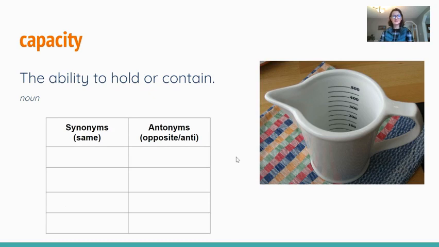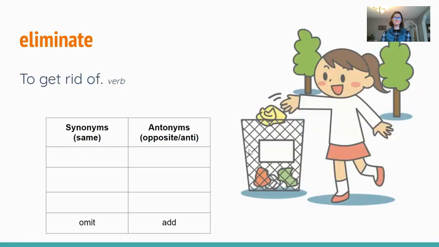Our third word was capacity, the ability to hold or contain something. And so some synonyms for capacity would be limit. So this is the limit that something can hold, or the size, the ability, or the volume of something, how much it can fit inside. Antonyms would be the inability to hold something, or incapability. It's incapable of holding a certain amount, would be the opposite of capacity.